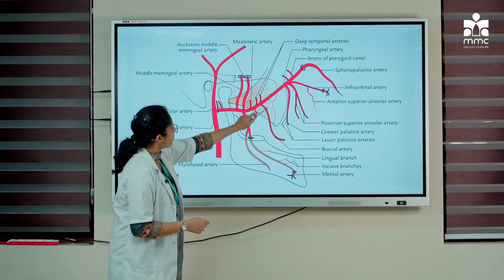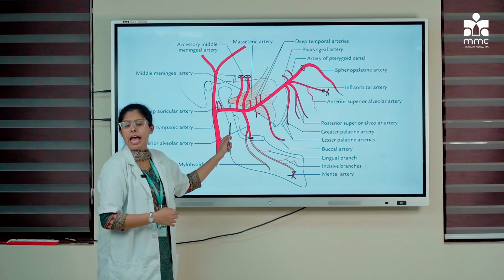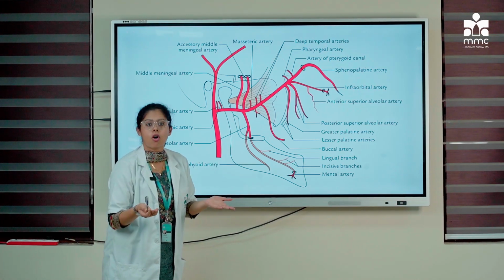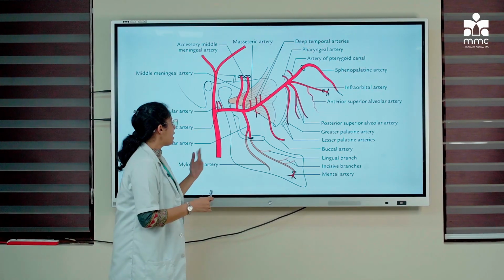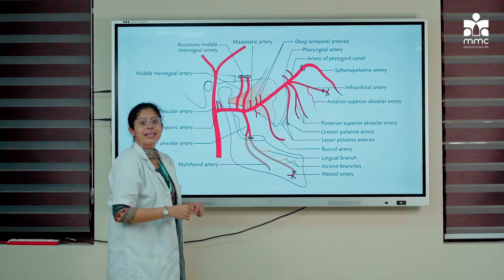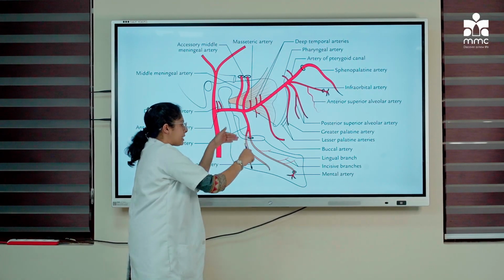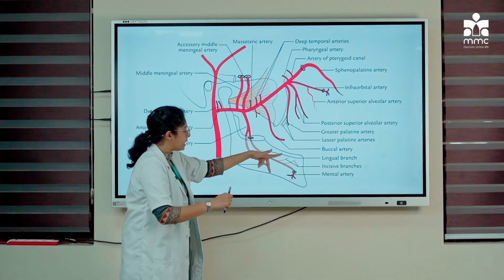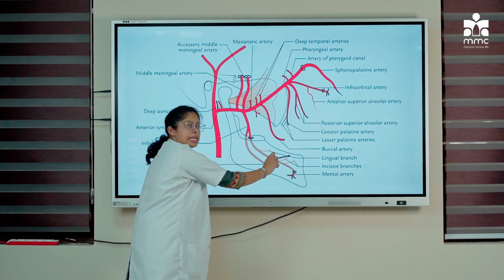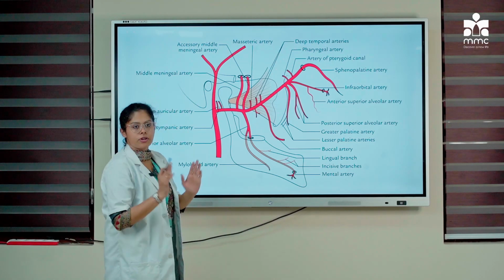Then the last artery, that is the inferior alveolar artery. Now, the inferior alveolar artery is also called the dentist's artery. Why? Because it passes through the mandibular foramen present in the ramus of the mandible. It runs through the foramen, reaches the mandibular canal to finally divide into incisive branches and mental branches. Clear? That was about the first part.